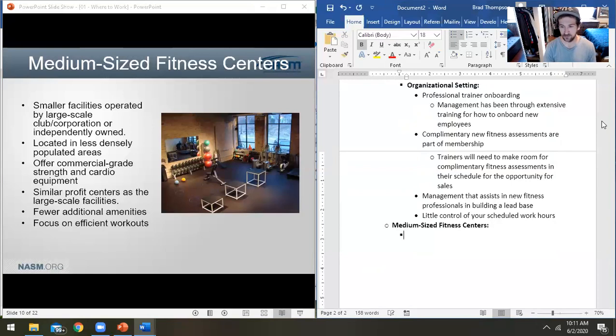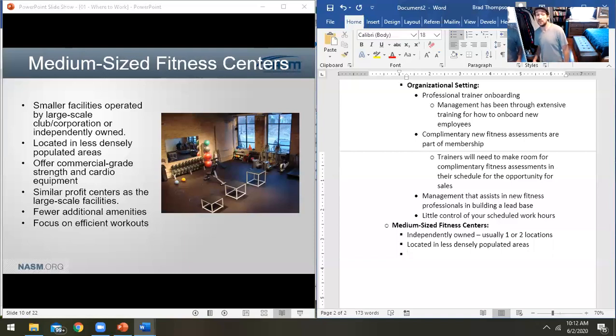So when we're looking at it, they are independently owned, usually 1 or 2 locations. A lot of times they're located in less densely populated areas. You're not going to find a lot of these medium-sized places attached to a Jamba Juice. A lot of times these will be in their own little area in more suburban areas, so located in less densely populated areas.